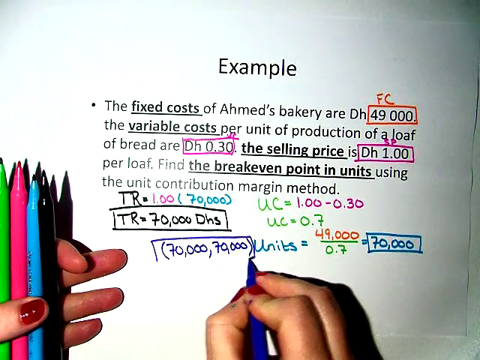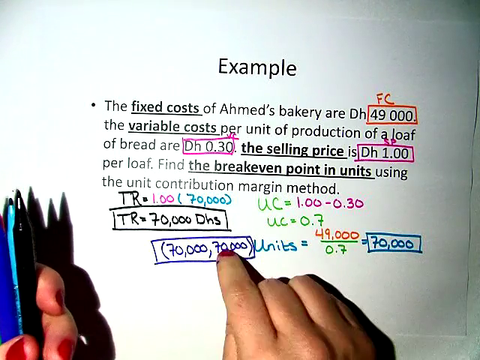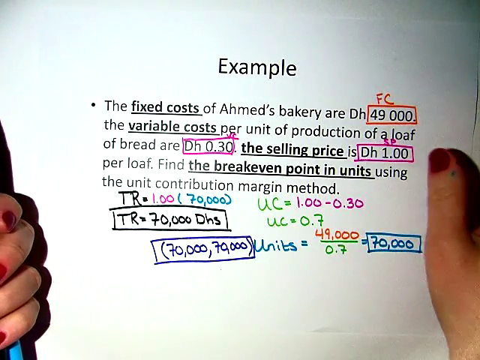So this is a point on the graph. So those are the 3 different ways, using the unit contribution margin method.